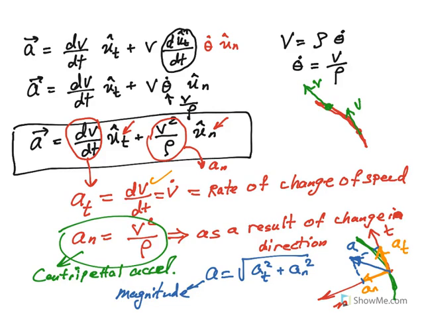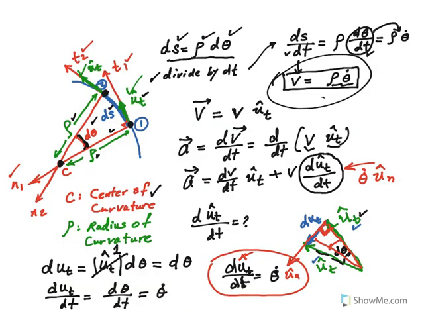Okay, so you've seen these components before, but I just wanted to show you where the v squared over rho actually comes from. And you can see here how it is derived.